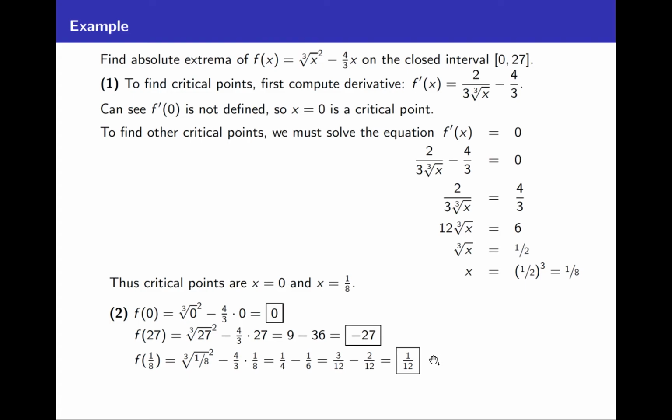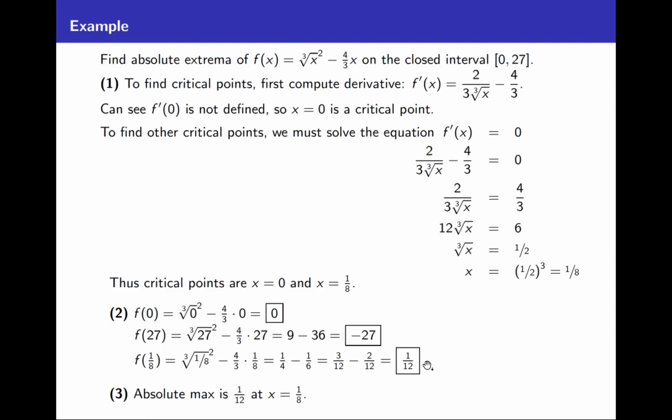Now, in step 3, you look for the largest and the smallest values that you see here, and those are going to be your maximum and minimum. Now, if you look at this, you got 0, minus 27, and 1/12. 1/12 is the only one that's positive, so that's your maximum. So your absolute maximum is 1/12 at x equals 1/8.